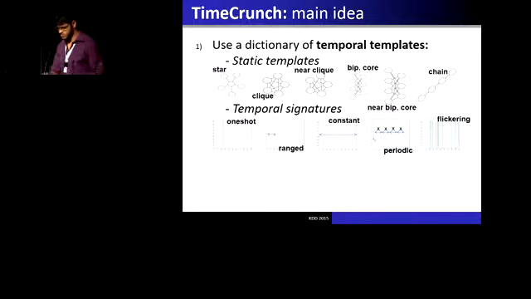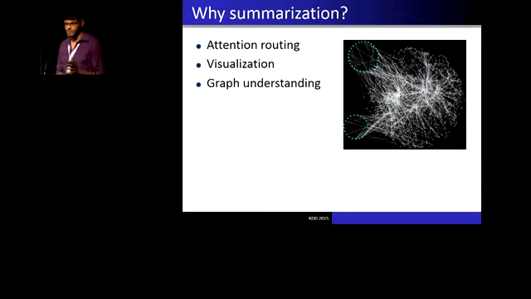So why summarization? Why is this an important problem? One of the main reasons is attention routing. For example, if you look at this graph, it's a mess. You probably couldn't tell anything from it. This is a graph of Wikipedia edits over time. But summarization can help a practitioner identify the relevant components of the graph. For example, these two things isolated here in circles are bipartite cores corresponding to edit wars on Wikipedia. It can also help for visualization purposes, rendering large graphs efficiently over time. And more generally, graph understanding: the behavioral makeup of graphs over time.